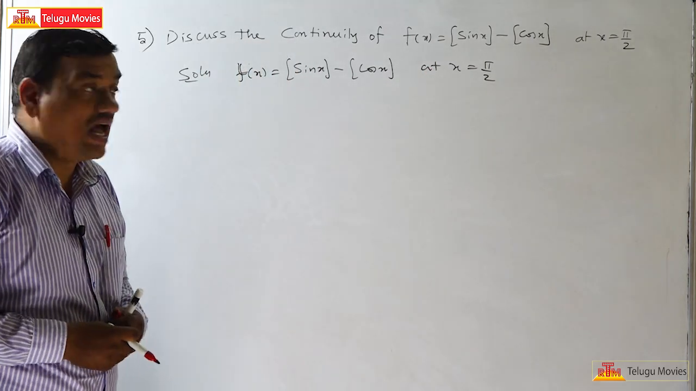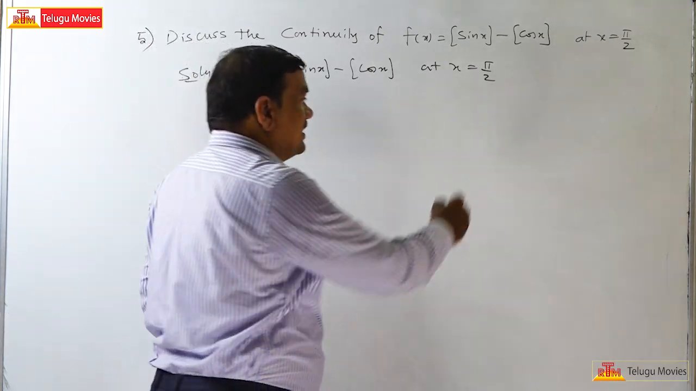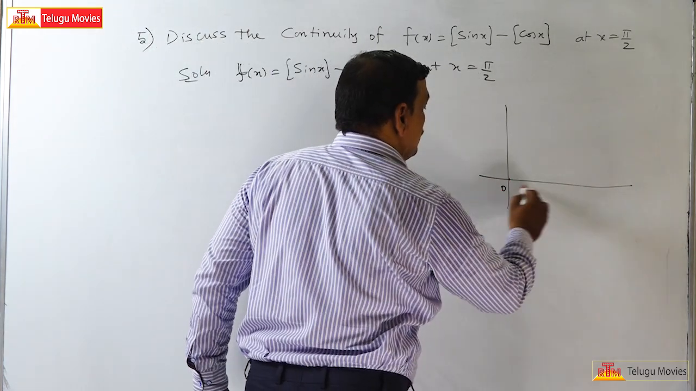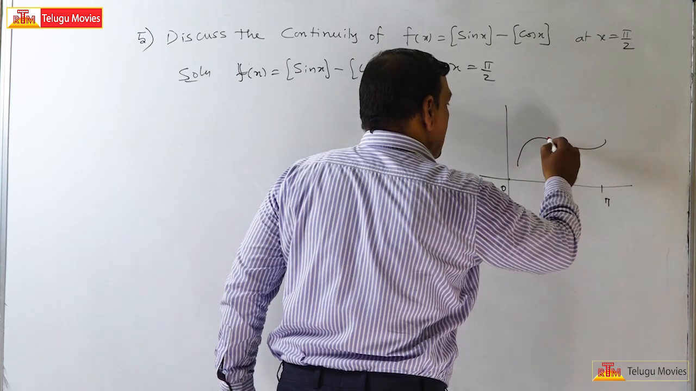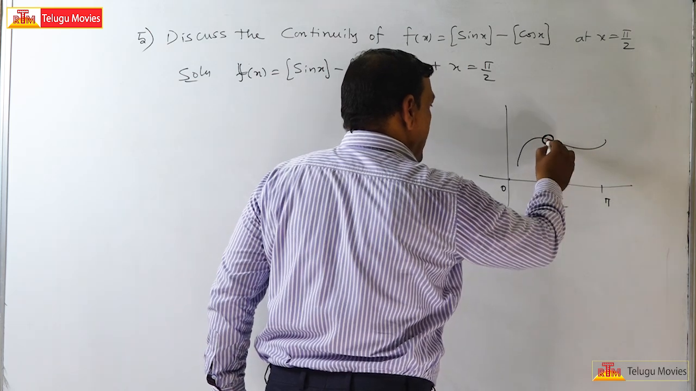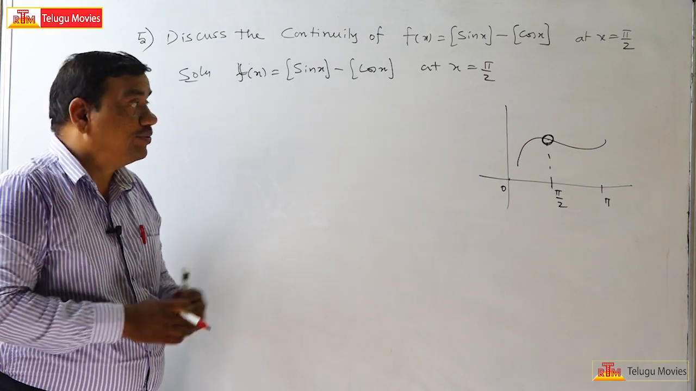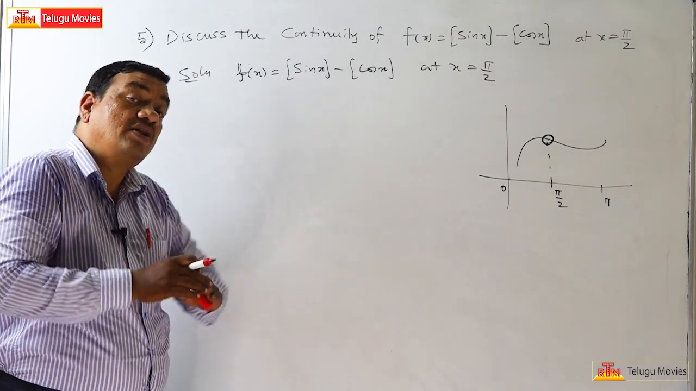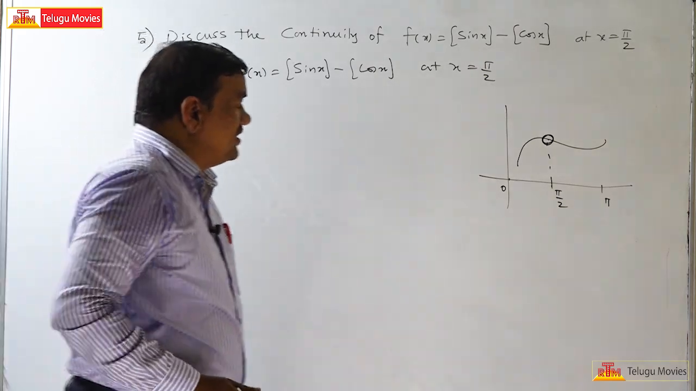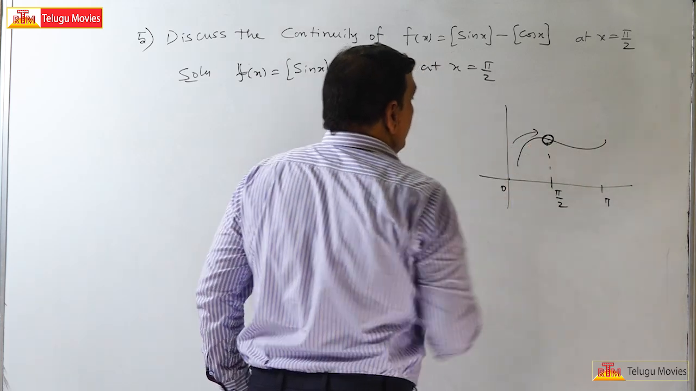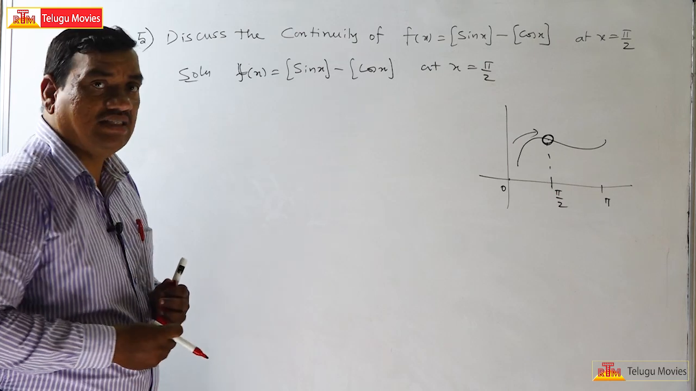That means if you draw the graph of this function, at x is equal to 0 and this is pi by 2, this is pi. So we have to check the continuity of the function at x is equal to pi by 2. At that particular point, is this graph continuous or is there any break or discontinuity? We have to check. So exactly at x is equal to pi by 2, let us check what happens.